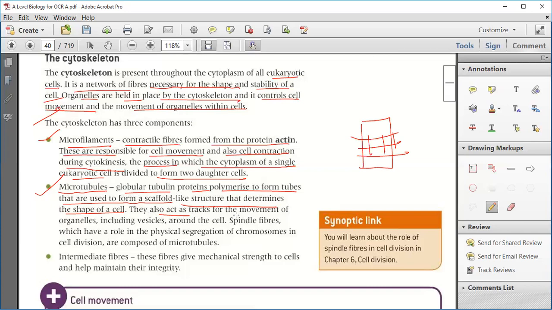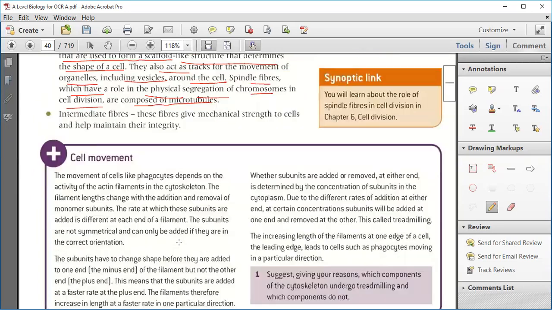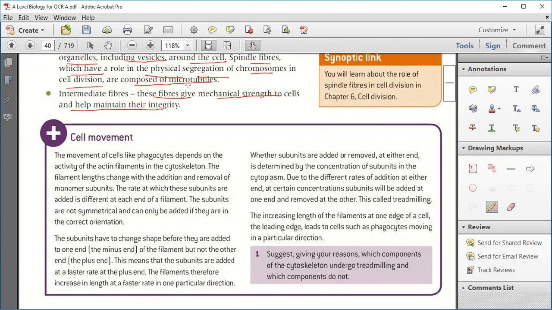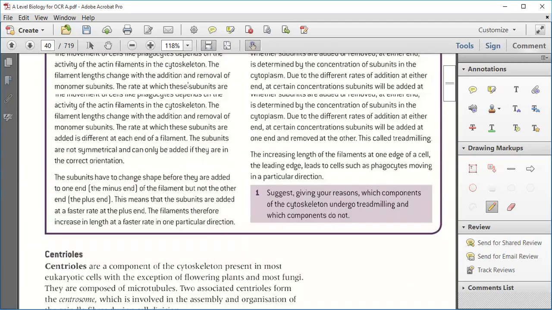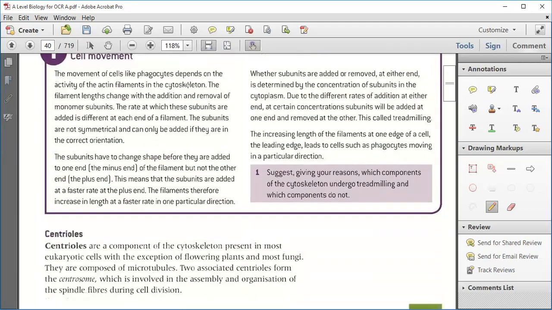They also act as a track for the movement of the cell organelles, including vesicles, along the cell. Spindle fibers, which have a role in the physical segregation of the chromosomes in cell division, are also a component of microtubules. So microtubules are a very important one. Then we have intermediate fibers. These fibers give mechanical strength to the cell and help in maintaining its integrity. Nothing much more is there in the case of intermediate fibers.